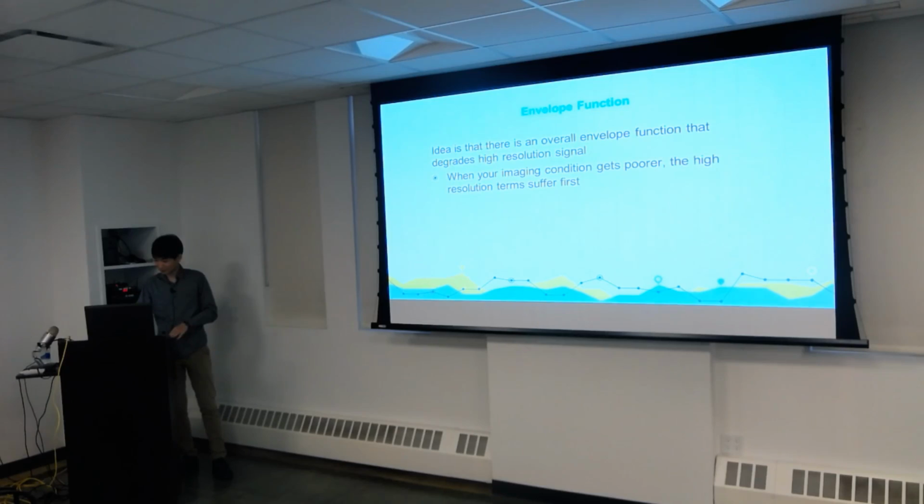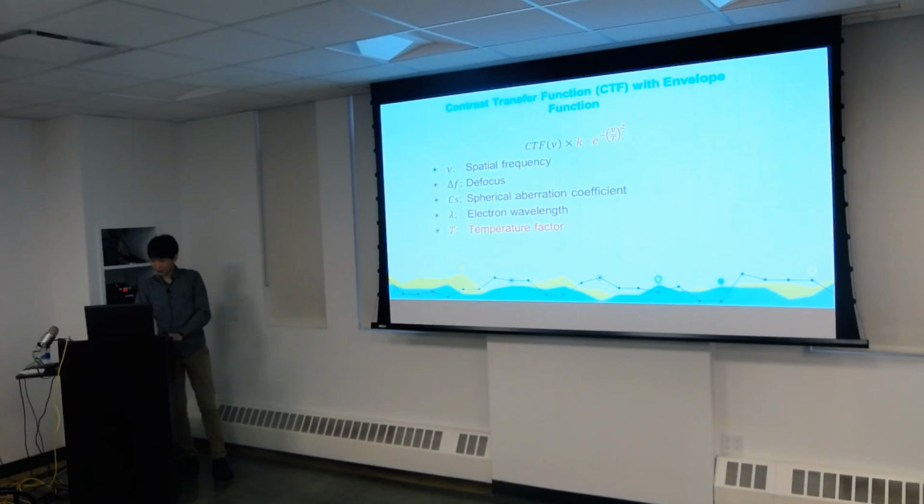And as well, from Grant's lecture, the degradation affects the low spatial frequency information less than it does the high spatial frequency. Just think about it: if you blur a building from afar, you probably cannot make out the windows as clearly, but you can make out the gross structure of the building, or that it's the Empire State Building. I can't see how many windows there are, but I can see the shape of it. So that's the basic idea of why an envelope function will blur: you'll lose your high spatial frequency information much earlier than your low spatial frequency information. And you can model that by adding a temperature factor to the end of your CTF, like sometimes you do in crystallography.